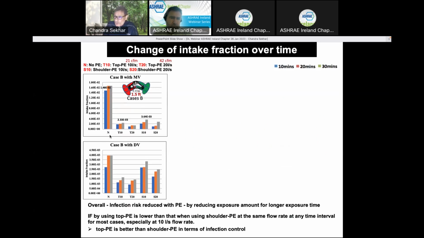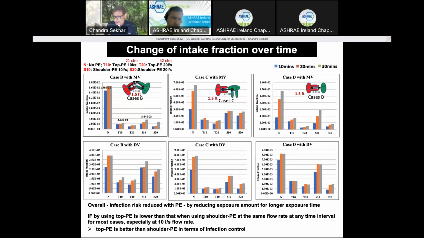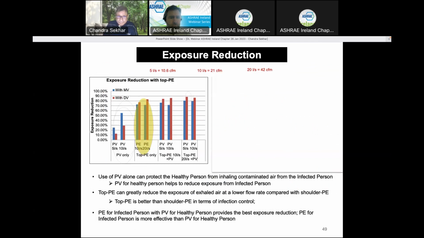N means there's no exhaust. The number the doctor will be exposed to is much higher. The moment we introduce a top exhaust device or a shoulder exhaust device of some amount of liters per second of exhaust air, the numbers come down significantly. And it's the same in all the 3 configurations that I explained to you earlier, at 45 degrees position, 90 degrees position, or when the doctor is standing to do a physical examination. So intake fraction clearly is reduced when exhaust is used in the chair for the patient.